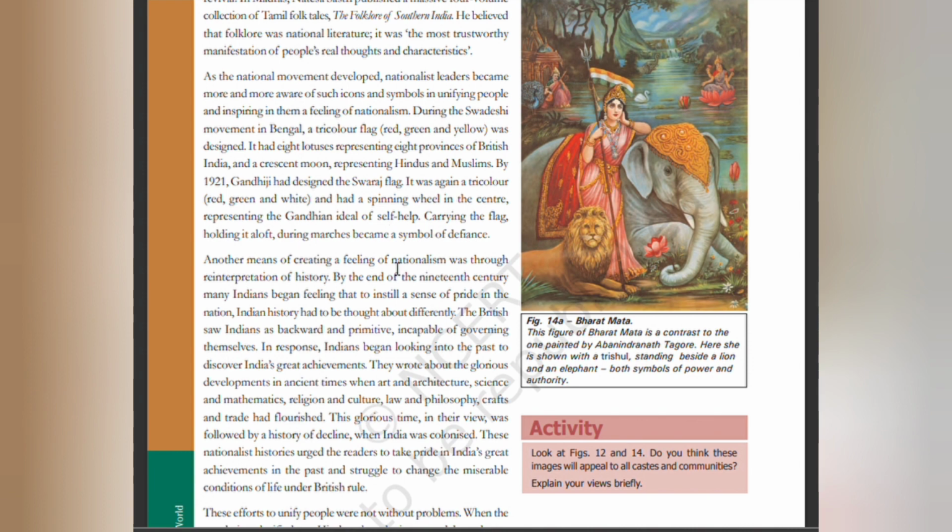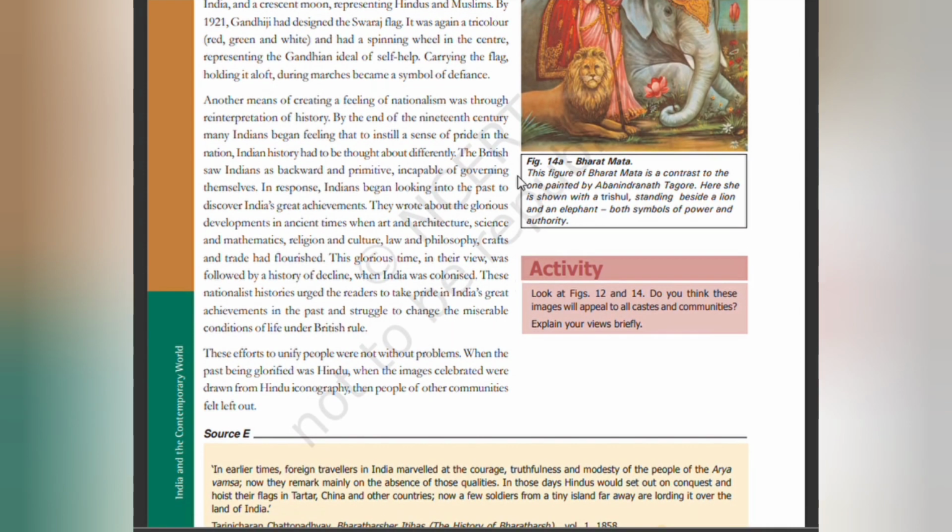Another means of creating a feeling of nationalism was through reinterpretation of history. By the end of the 19th century, many Indians began feeling that to instill a sense of pride in the nation, Indian history had to be thought about differently. The British saw Indians as backward, primitive, and incapable of governing themselves. In response, Indians began looking into the past to discover India's great achievements. They wrote about the glorious developments in ancient times when art and architecture, science and mathematics, religion and culture, law and philosophy, crafts and trade had flourished.